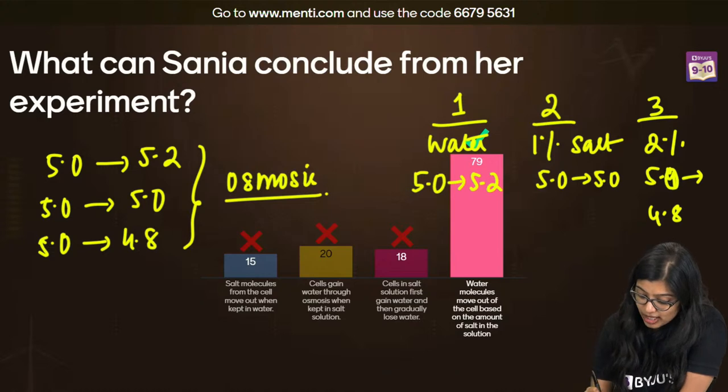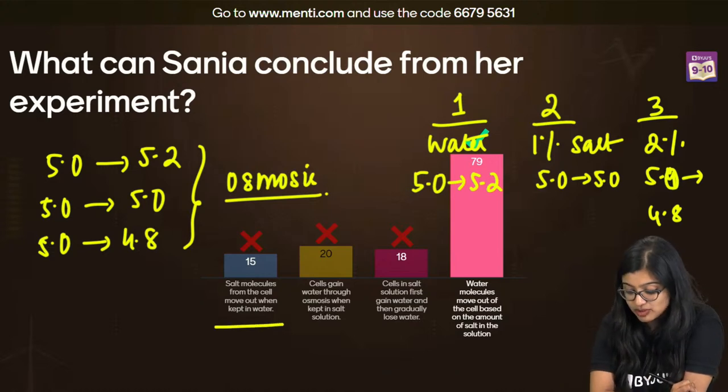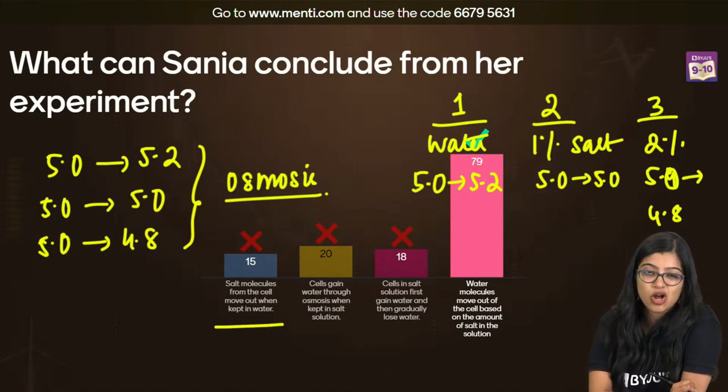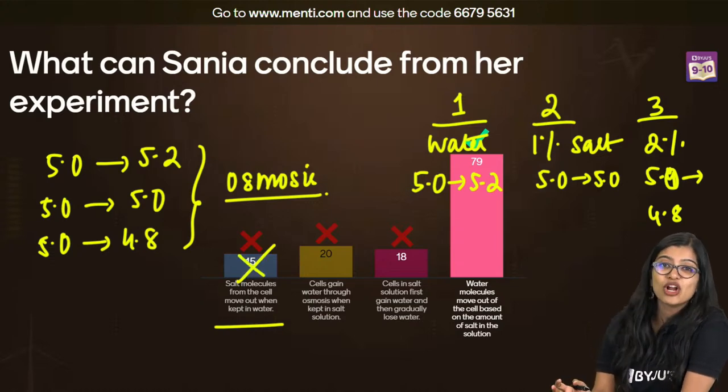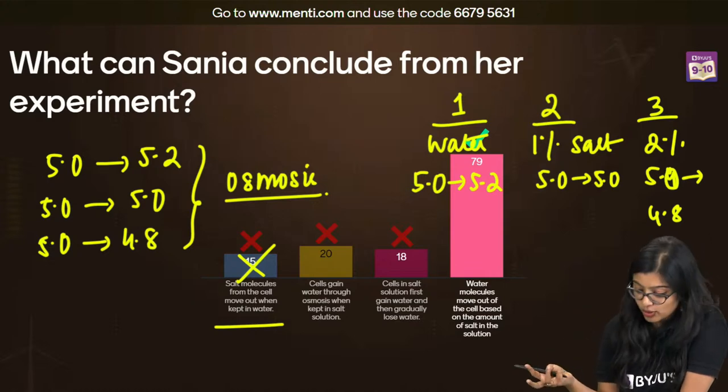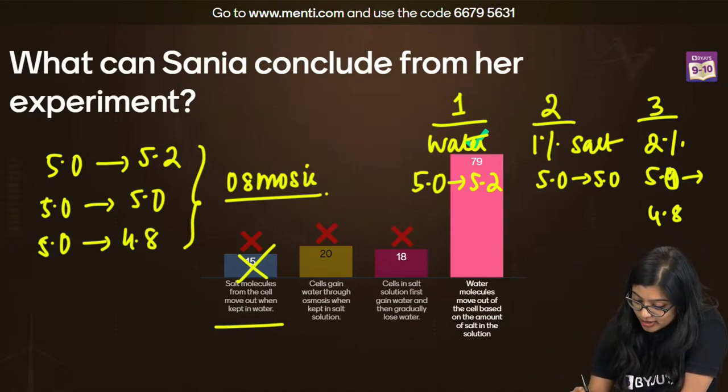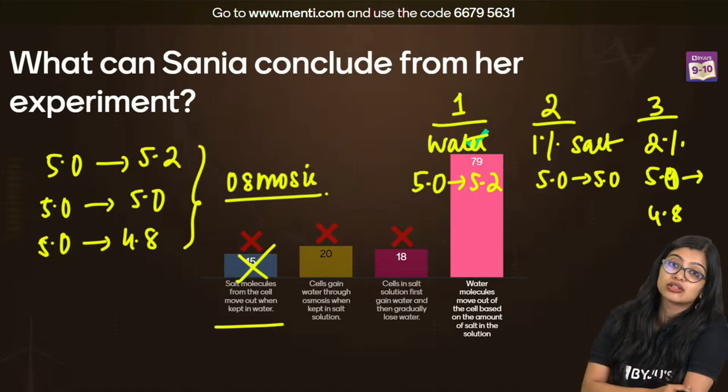Now, in this case, if you think about it, salt molecules from the cell move out. Will salt molecules move in osmosis? No, right? Solute molecules don't move. So, it is not correct. Cells gain water through osmosis when kept in salt solution.